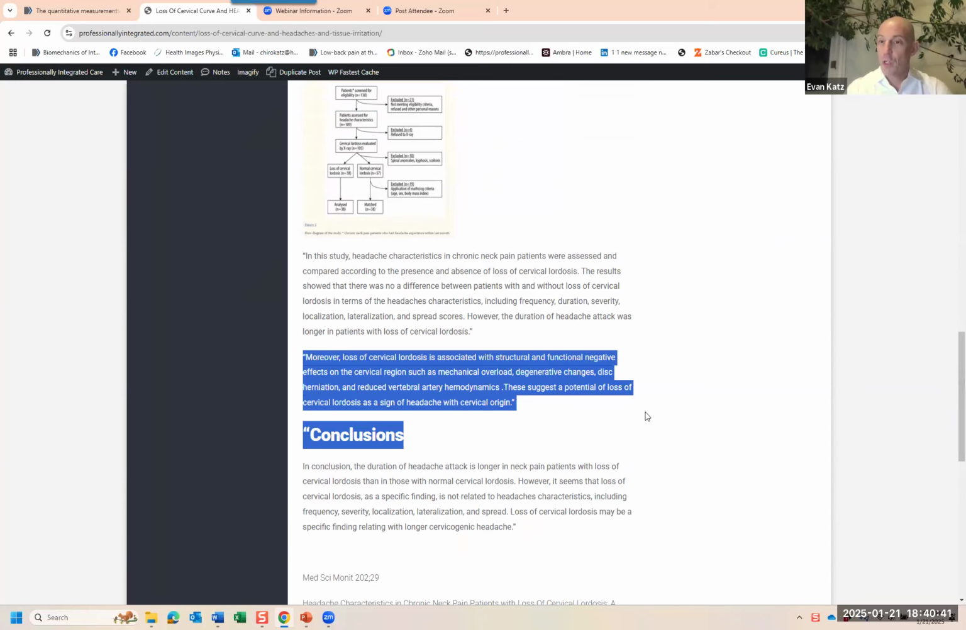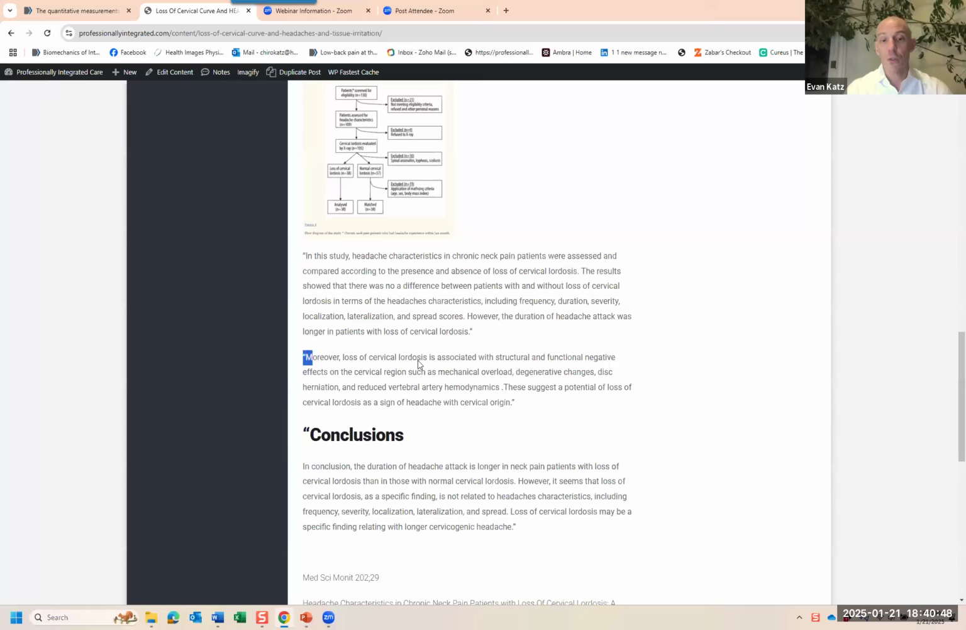Pretty much every paragraph will say something as it relates to the paper. Hey, look what it says here. Loss of the lordosis is associated with structural and functional negative effects in the cervical region, such as mechanical overload, degenerative changes, which we saw in your X-ray, and their X-ray is up right there, herniation and reduced vertebral artery hemodynamics, and these suggest a potential loss of lordosis as a sign of headaches.